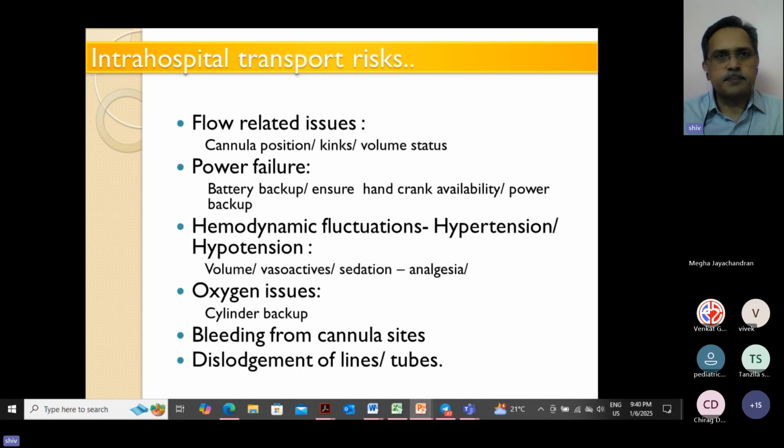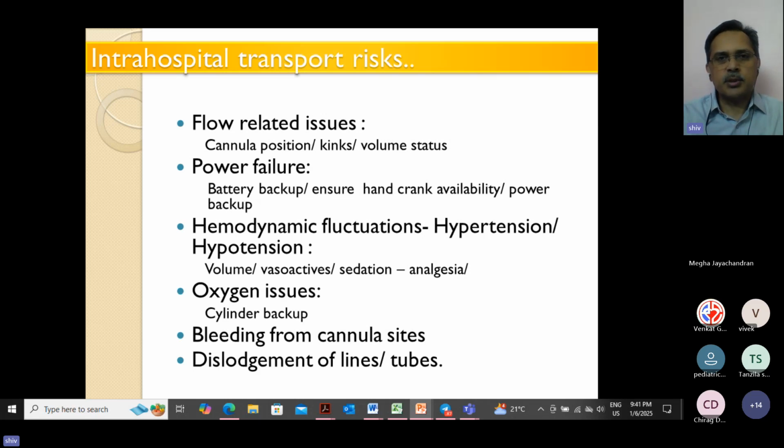A small note on intra-hospital transport and risks associated. So if we have to move the patient to the cath lab, the OT, or the imaging room, these are the risks that can come with it. They can have flow-related issues during transport just because of the cannula positions getting altered during transport. There can be kinks in the circuits, kinks in the cannulas. Intravascular volume status may be another reason for flow-related problems.